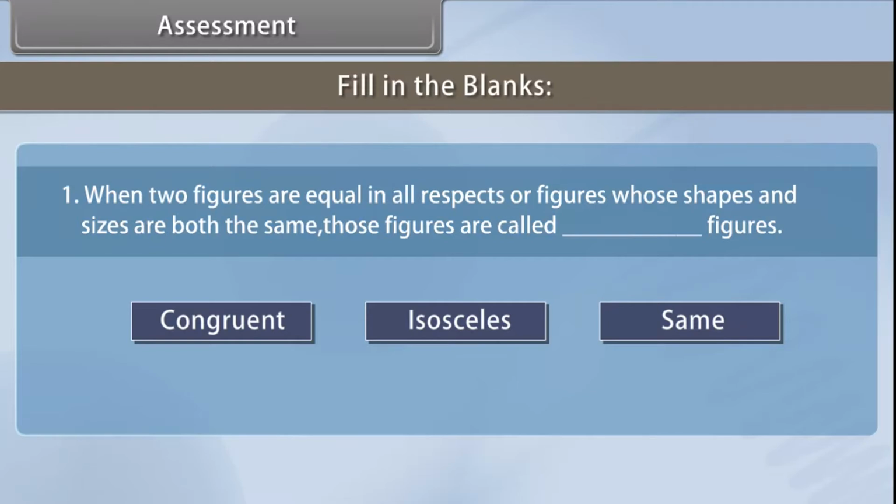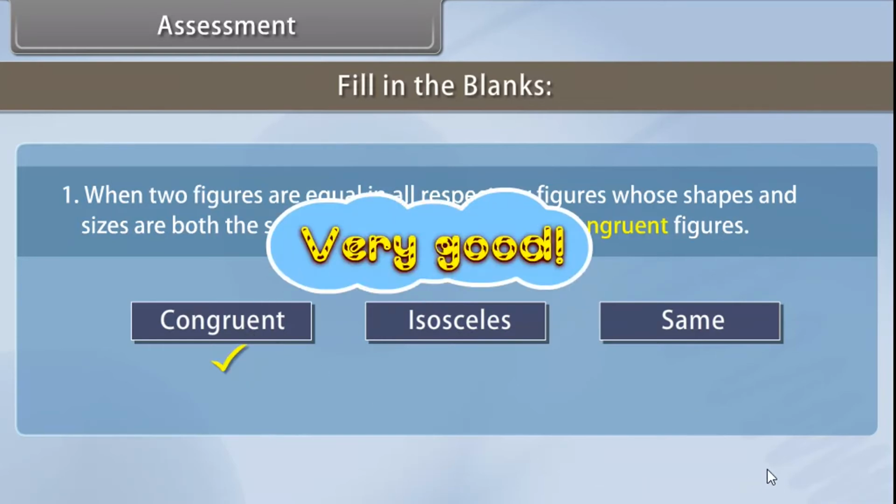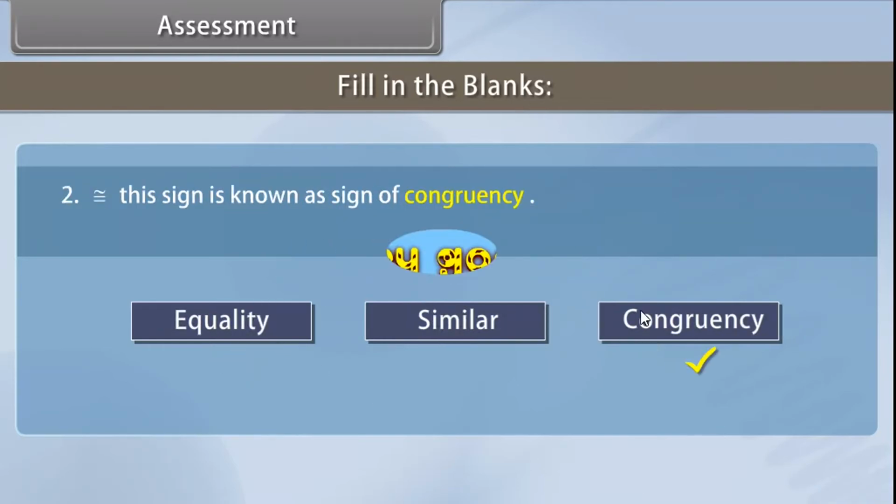Assessment. Before proceeding further, let us know how much you have learned. Fill in the blank with correct options. Very good. Very good.